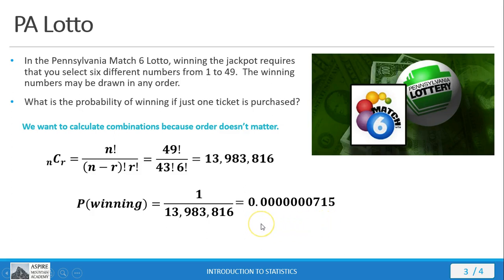How many tickets do we have to purchase to get that 71% chance of winning? If I purchase 10 tickets, I can move the decimal place over one place. 100 tickets lets me move it over 2, then 1,000, 10,000, 100,000, 1 million, 10 million, 100 million, 1 billion. I would have to purchase 1 billion tickets to have a reasonable chance of winning, at least with this game. So I hope you can see that playing the lottery is a scam.